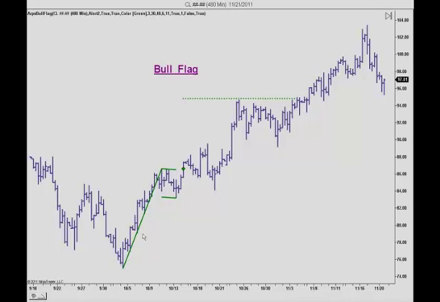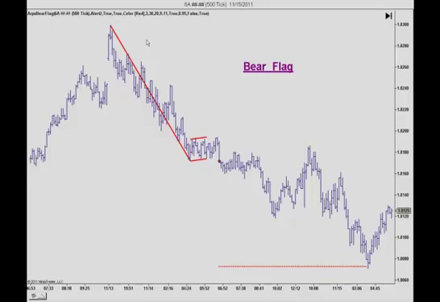I don't have those charts in front of me, and I don't really want to go into describing the bull flag. We all know what a bull flag is, and we have a tool that will identify it. Here's a bear flag, and we have a tool that will identify that as well.